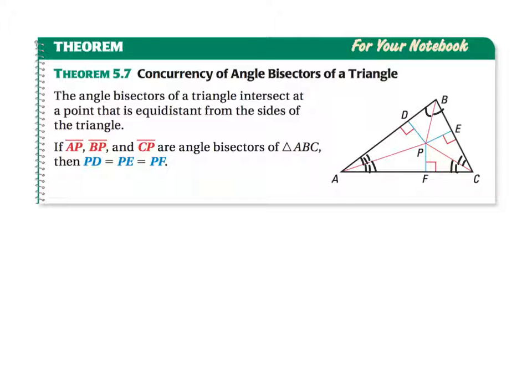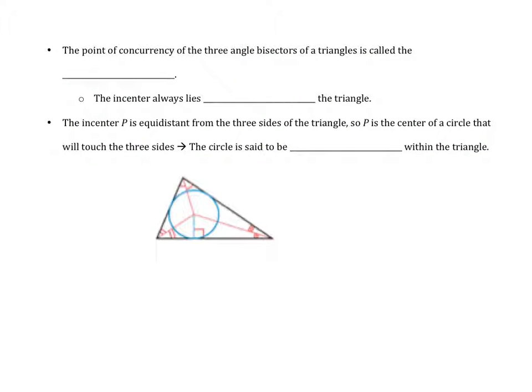If we know that we have all those angle bisectors, then the segments in blue, PD, PE, and PF, are all equidistant to the sides. So all of those segments are congruent. Last time we had perpendicular bisectors, and where those intersected, the point was equidistant to the vertices of the triangle. But in this one, we have the angle bisectors that are all equidistant to the sides of the triangle. That point of concurrency of the three angle bisectors of a triangle is called the incenter.